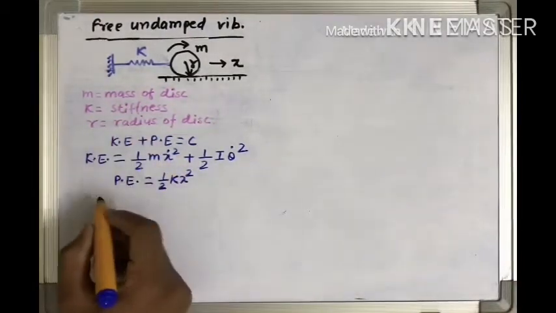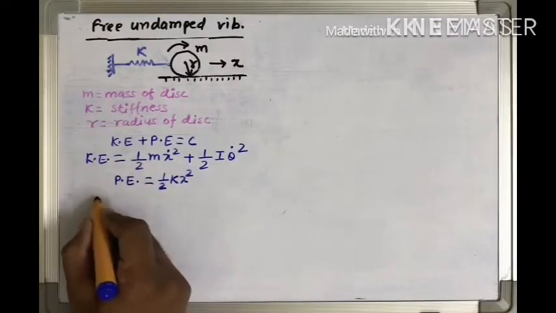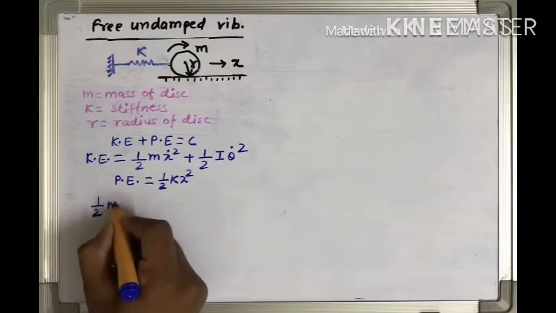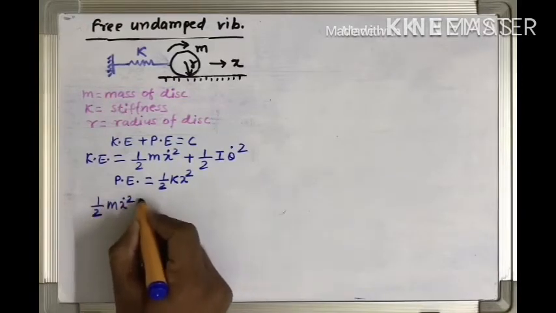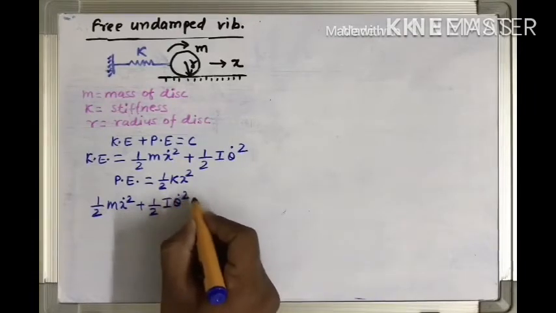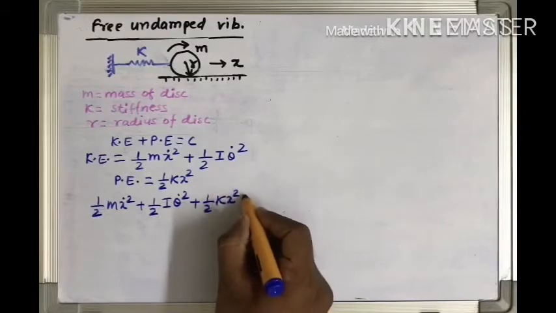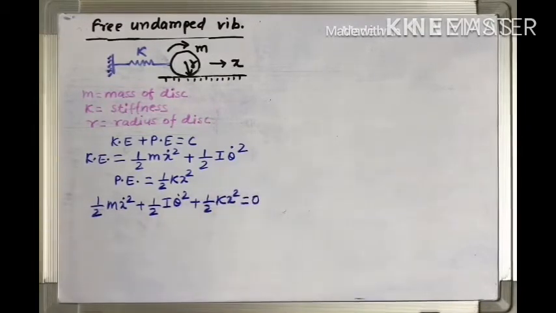Now if we sum up the kinetic energy and potential energy, it would be 1 by 2 m x dot square plus 1 by 2 I theta dot square plus 1 by 2 k x square, and it would be constant.